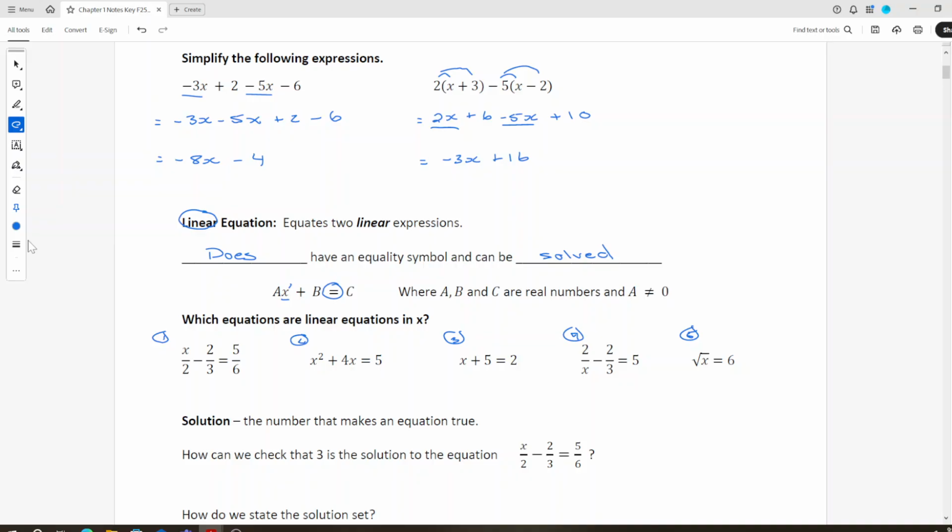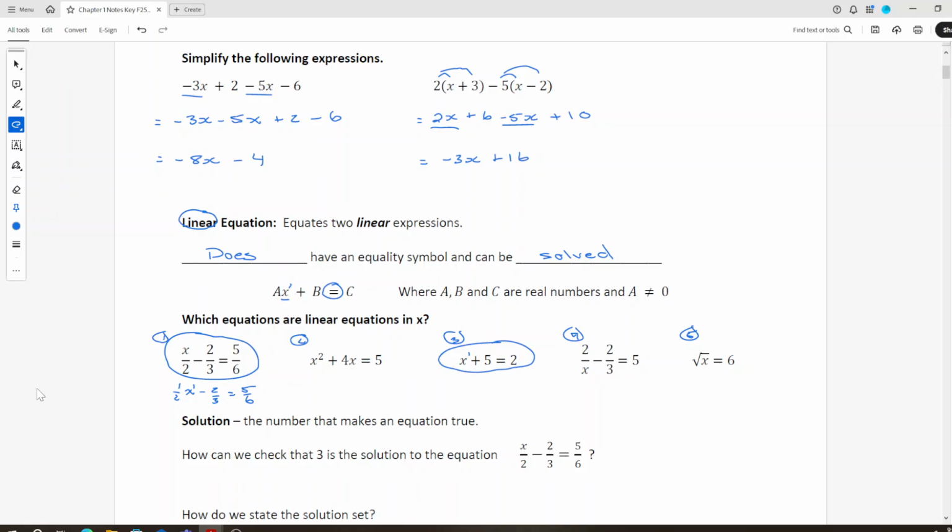Okay, so hopefully you discovered that this one and this one are the only linear equations. They're the only equations in x where the highest exponent of x is a 1. So this is x to the 1 plus x plus 5 is equal to 2. And this one I could also write as 1/2 x minus 2/3 is equal to 5/6. Both of these have an x in the numerator and their highest exponent on x is a 1. Okay, let's look at the other 3 and determine why they aren't linear.